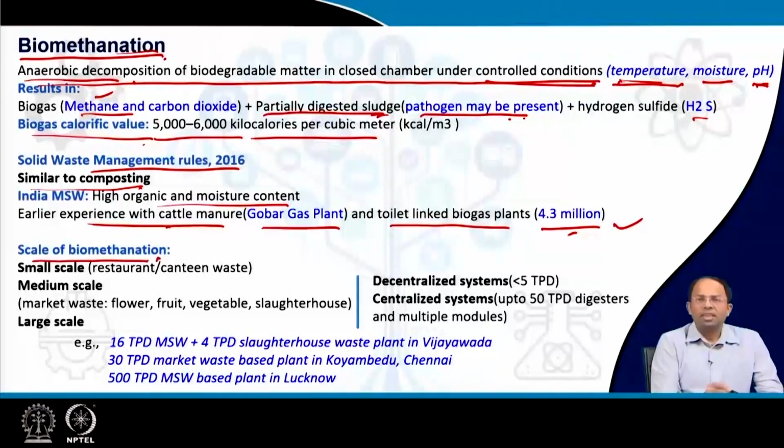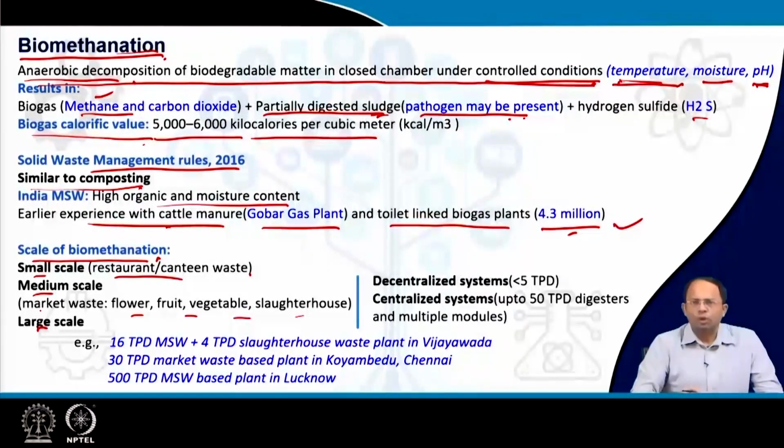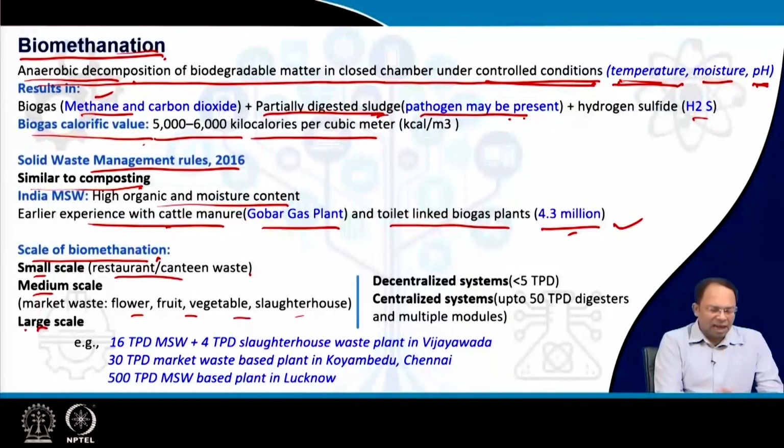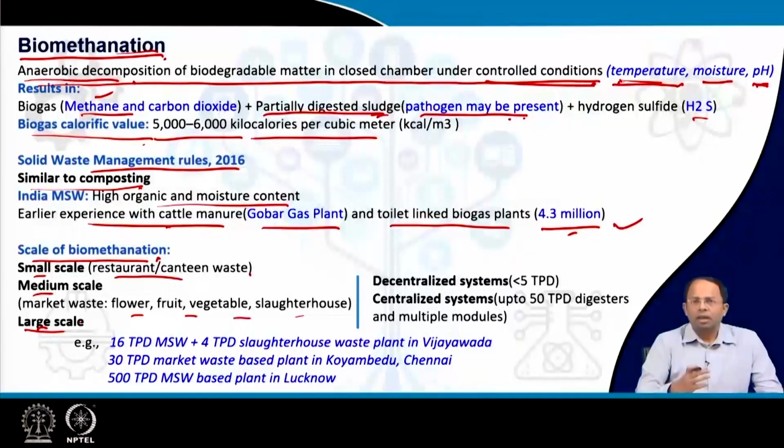The scale of biomethanation could be small, medium or even large. Small is where we have institutional canteens and restaurants. From there, the waste could be generated and treated locally. Medium scale is market waste like flowers, fruits, vegetables, slaughterhouse waste. This could be treated in the vicinity, in nearby areas, right? So, as per the MSW rules, we can set up a biomethanation plant. Large scale is where the entire city's waste comes, sorted, and then we can have different digesters or a series of digesters which could be used for creating biogas via biomethanation.